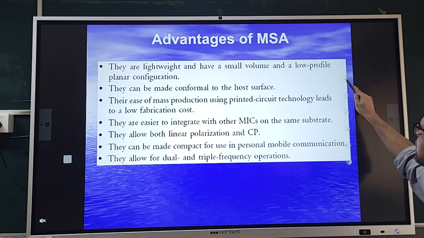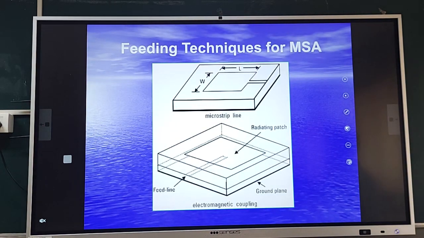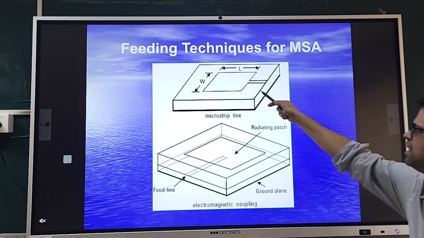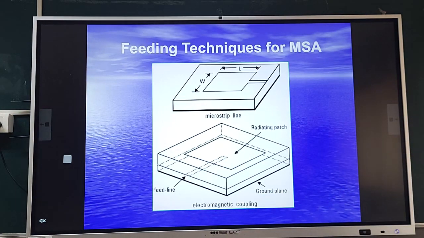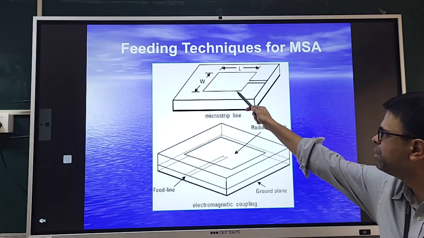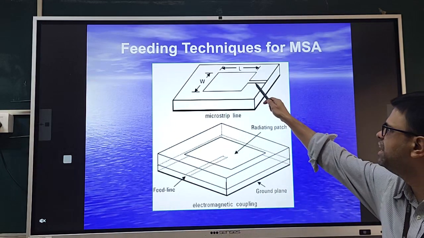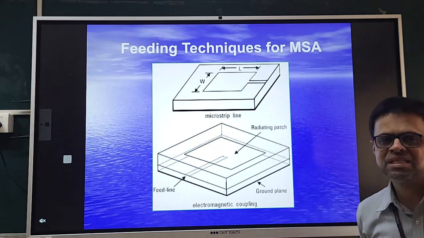the microstrip line feeding technique. Okay, this is basically a microstrip line feeding technique. What is there? You have a radiating patch, you have a ground plane, but instead of a coaxial feed running below, you are having the feed coming from the edge or the side.